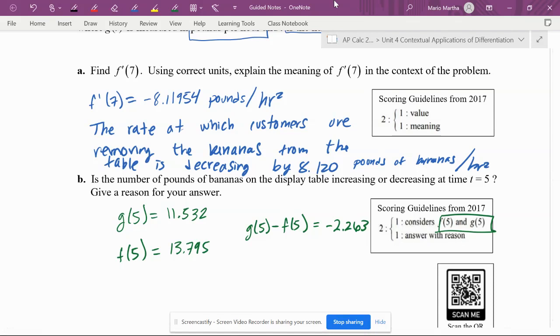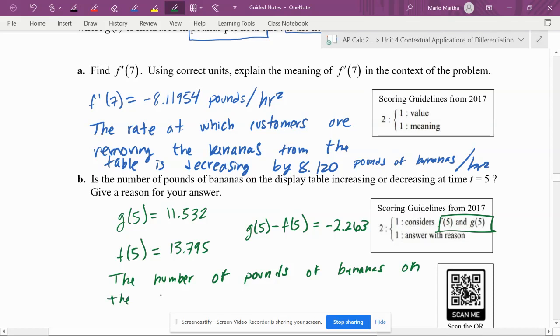All right. So what this means is that since it's negative, it means it's decreasing, right? So we can say that the number of pounds of bananas on the table is decreasing at time t equals 5 hours. All right. Answer with reason, and that's it.